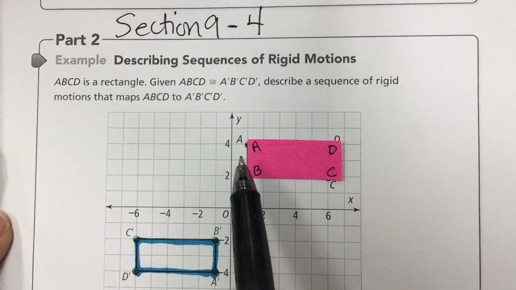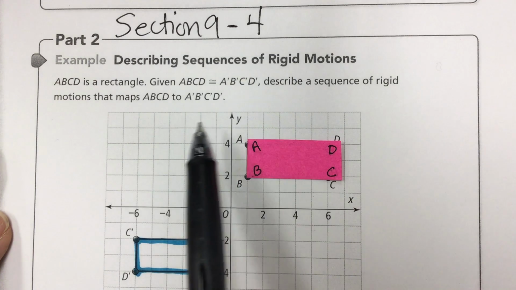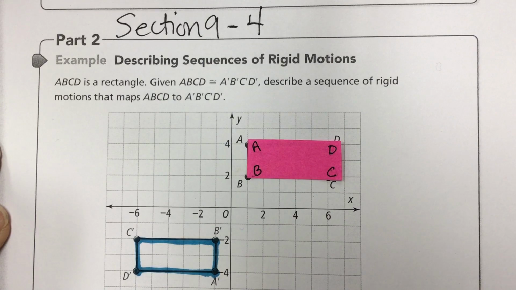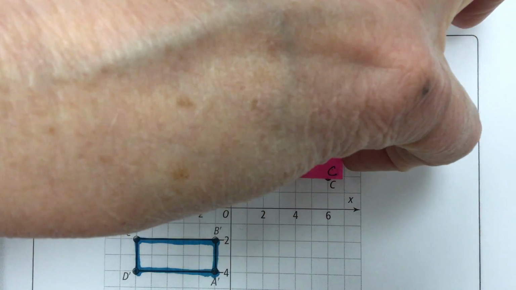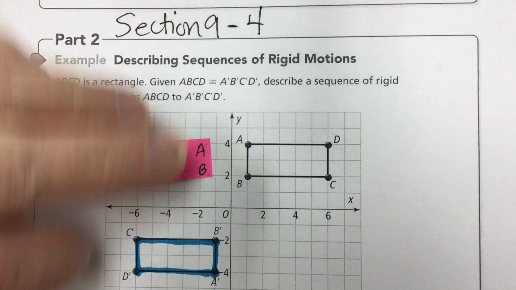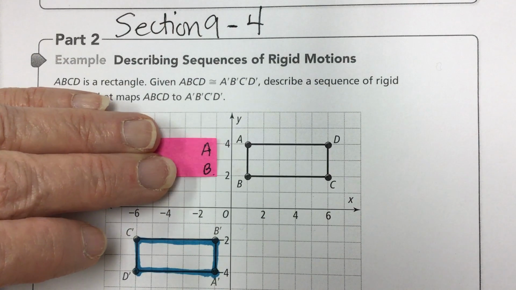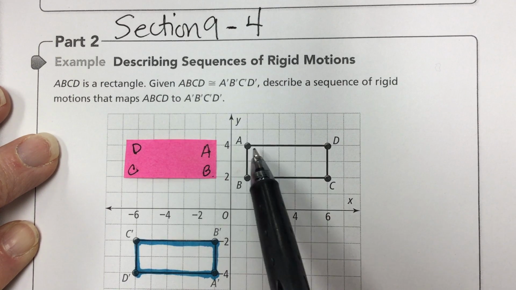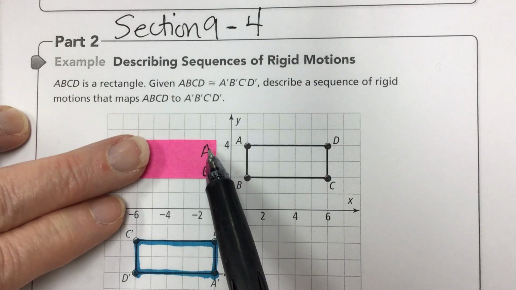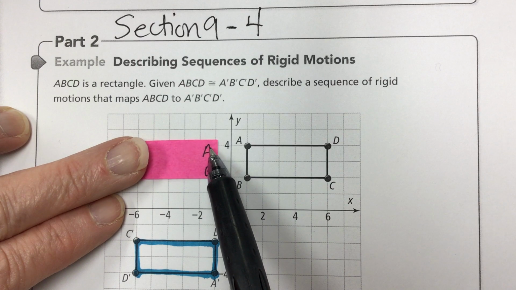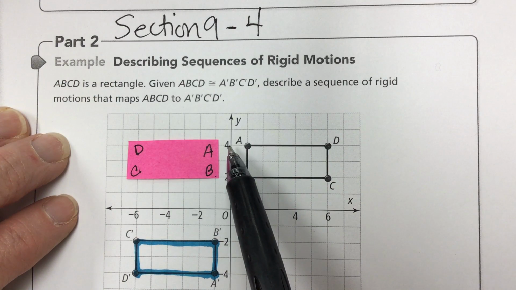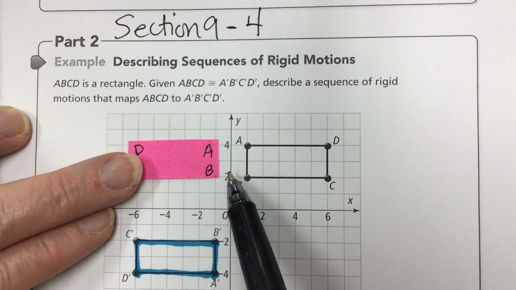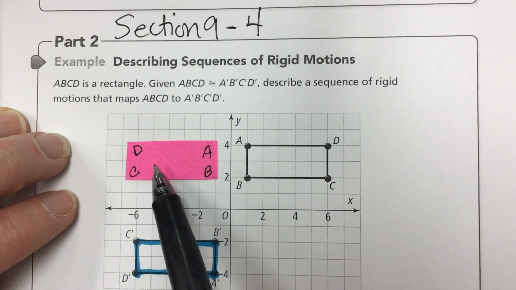I can first reflect this rectangle over the y-axis. If I reflect this rectangle over the y-axis, this is what it would look like. I would end up reflecting it right here. Remember, if A is 1 unit from the y-axis on the right side, then A' would be 1 unit to the left of the y-axis, or your line of reflection, okay? So, this is one reflection.